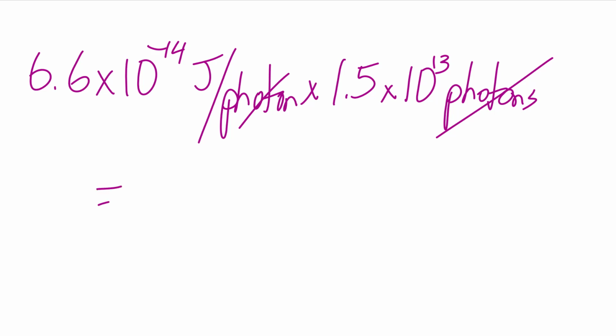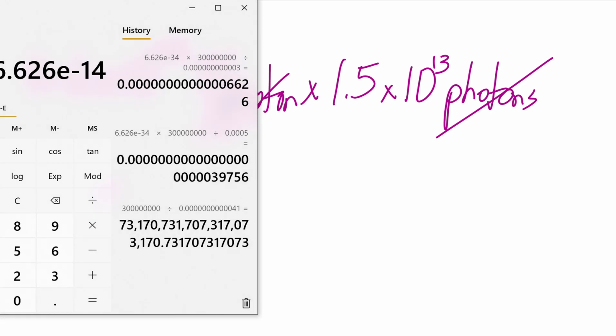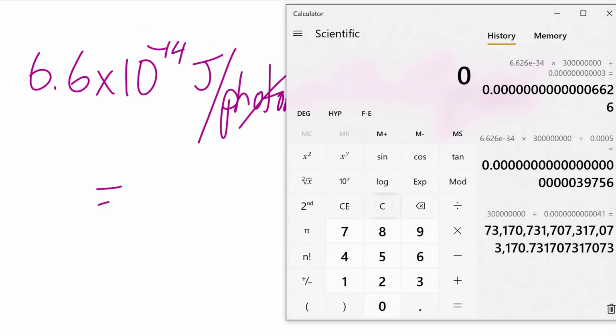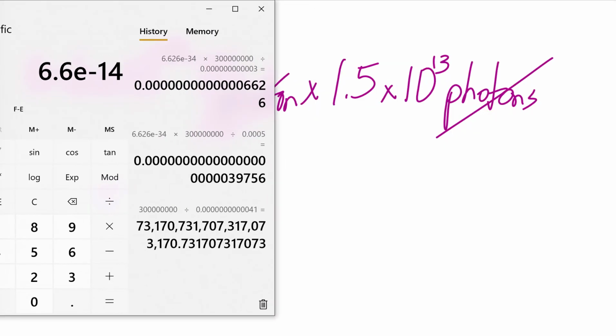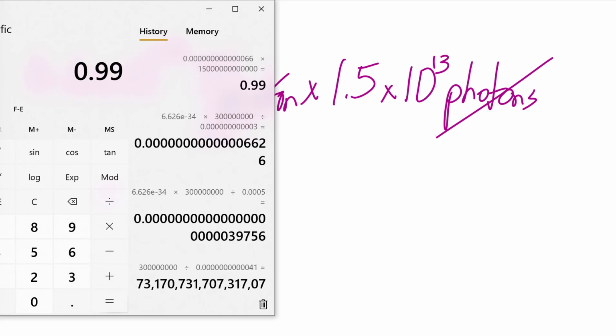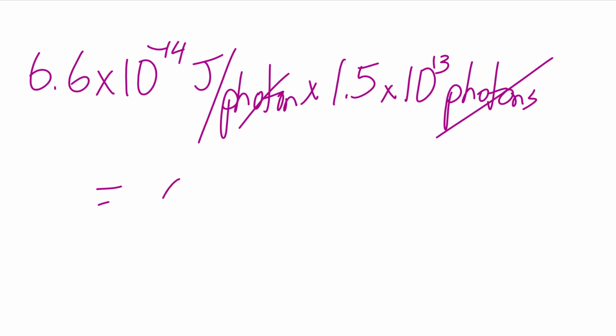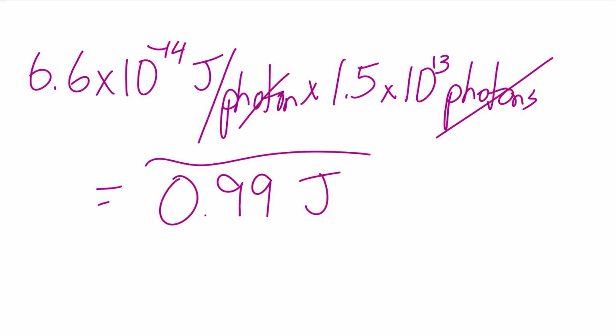So you type it in. So you say 6.6 times 10 to the negative 14 times 1.5 times 10 to the 13th photons, and you get 0.99. Which is two sig figs, which is appropriate. 0.99 joules of total energy.